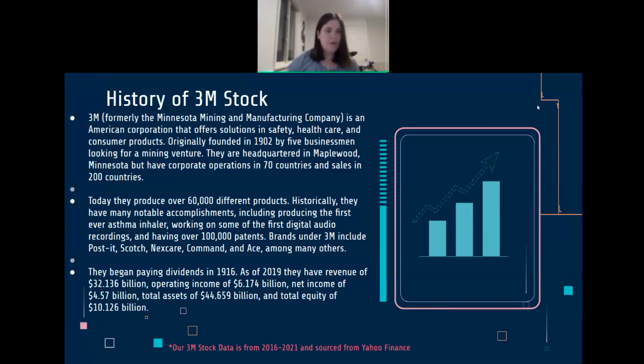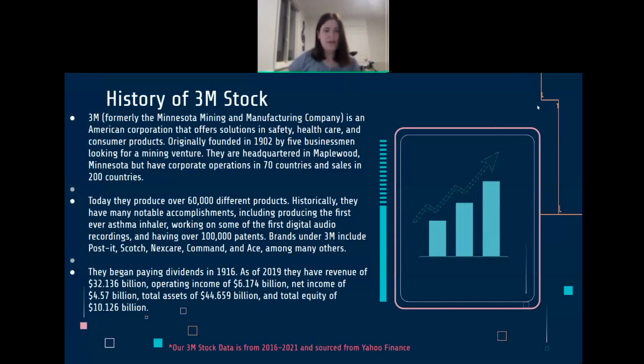As of today, they produce over 60,000 different products, and historically, they have many notable accomplishments, including producing the first ever asthma inhaler. They also worked on some of the first digital audio recordings, and they have over 100,000 patents. Some of their brands are Post-it, Scotch, Command, like Command strips, and Ace, like Ace bandages.